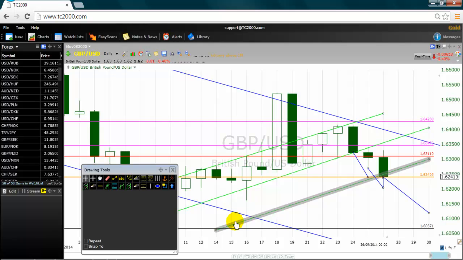If a currency is positively correlated to the Euro USD, it means that the currency very often, not always, will move in the same direction as the Euro USD. So if the Euro USD is going down, currencies that are positively correlated to the Euro USD will also go down. And if the Euro USD is going up, there's a high chance that currencies that are positively correlated to the Euro USD will also go up.